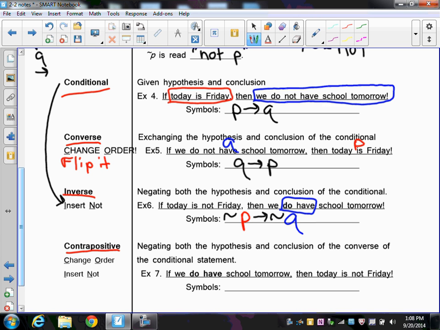Lastly, we have the contrapositive. You change the order, insert not. That's how you're supposed to remember the contrapositive. So the symbols are going to be not Q, then not P. Sorry, I've been using blue for Q. So again, we put a not where there was no not before, we had is, and we take away the not where there was one before. That's what it means to negate it. And we flip it just like the converse. If you remember those symbols, it should be helpful.